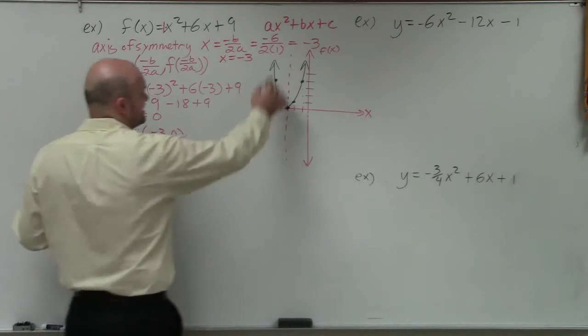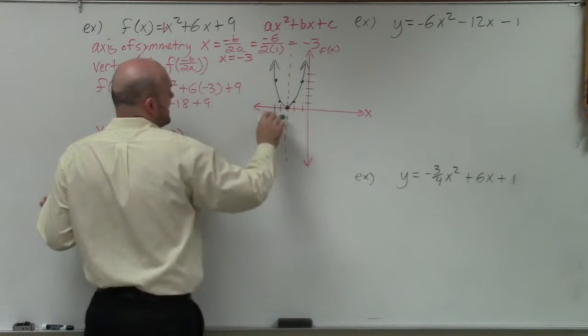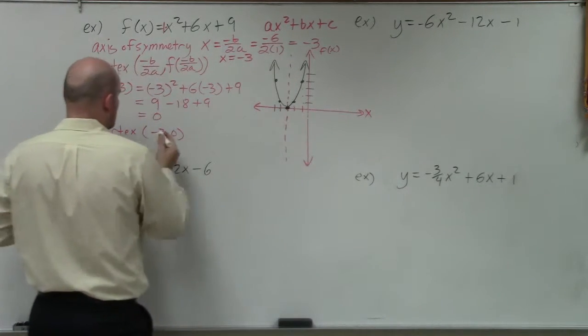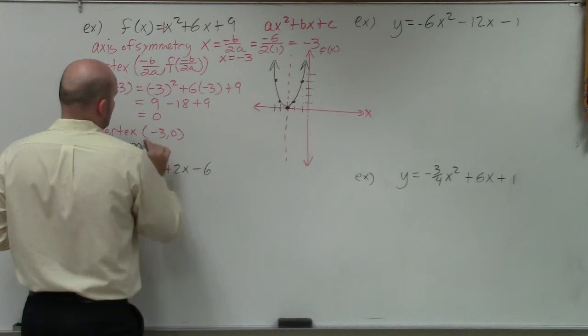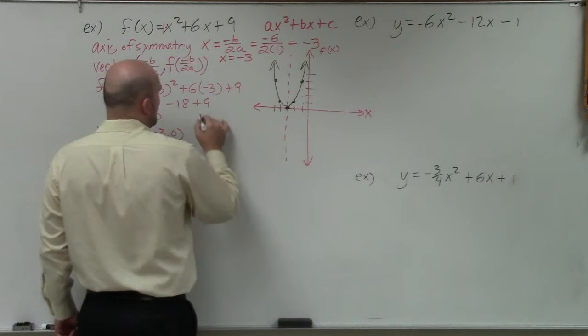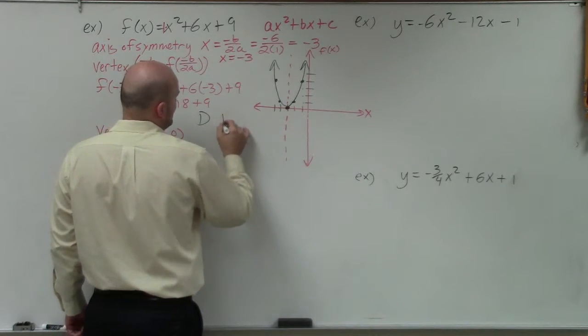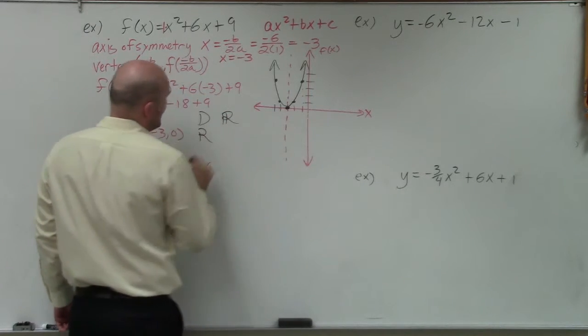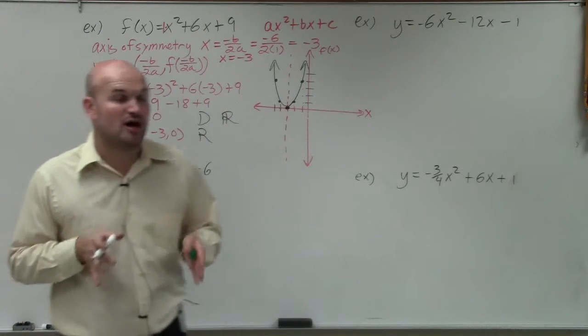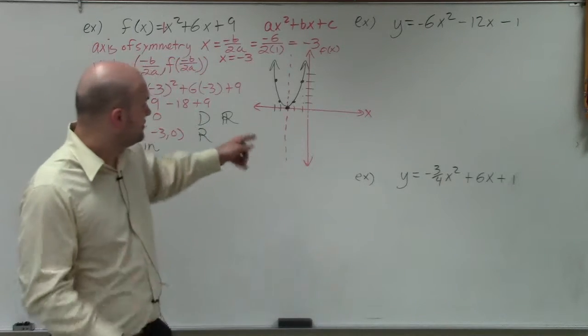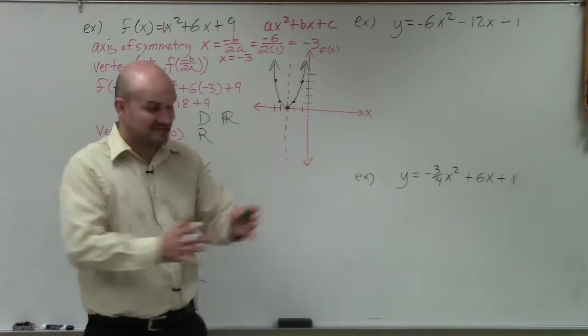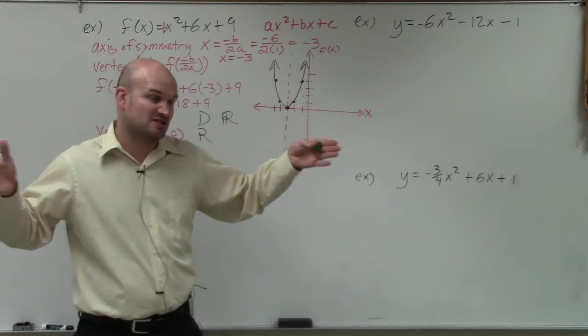So you guys can see that this graph here has a minimum point at its vertex. So my vertex is going to be a minimum value. Also, if we're finding the domain, that's going to be all real numbers. The domain, remember, is the set of all x values. So all values, this graph is going to continue to expand, representing all the x coordinates.